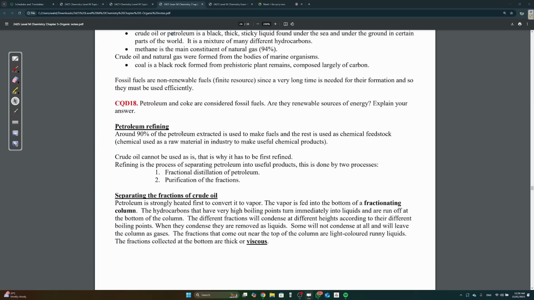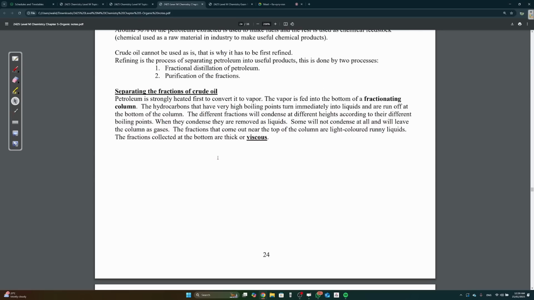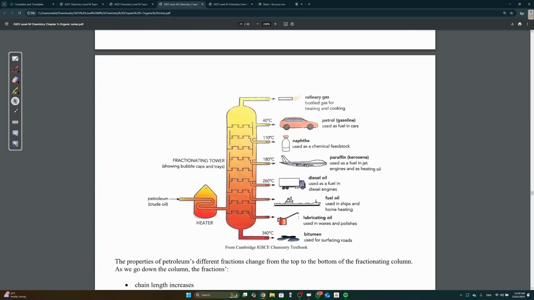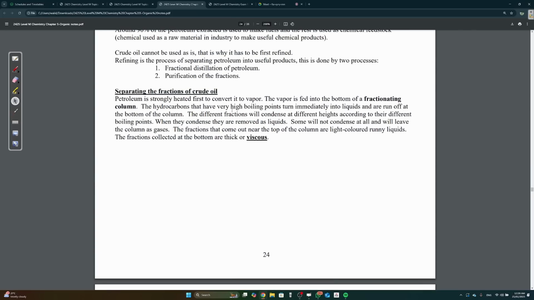As you can see here, I'm just reading over it. 90% is used to make fuels. It needs to be refined, and there are two processes for it: fractional distillation and then purification. You need to know how it works. To refine petroleum, we do fractional distillation. We go into a place called the fractionating column. Basically, you heat it very, very hot to make vapors.